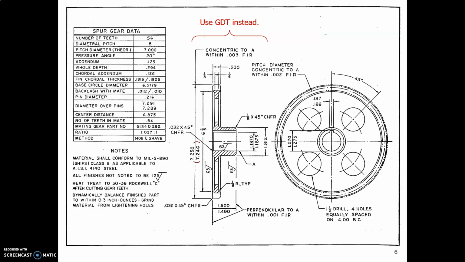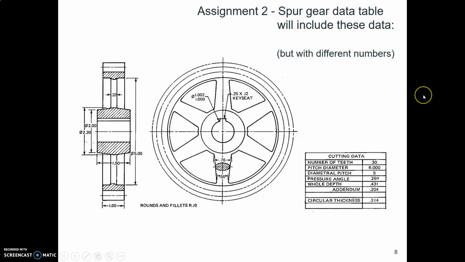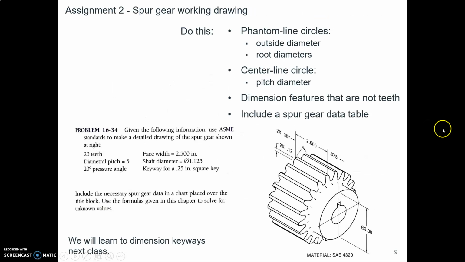This is an old-timey example out of our book. For some reason, this person actually drew the teeth and drew a section view because they have webs in here. I just wanted to show you the data table. Your drawing will have a data table with these numbers, not these particular numbers, but these categories of numbers. We'll look at that in just a minute. I'm just trying to get us organized a little bit.